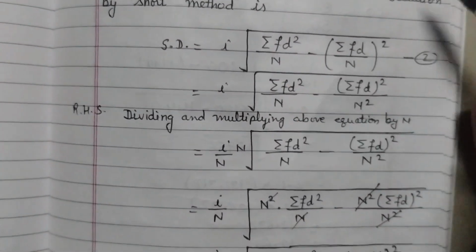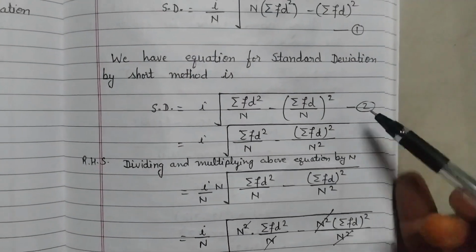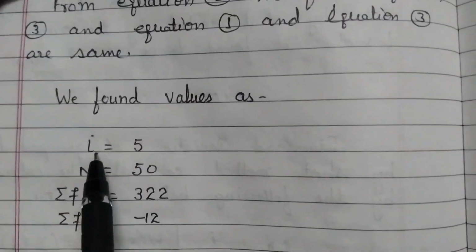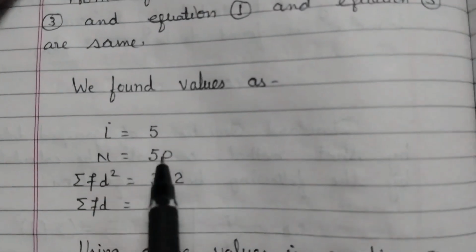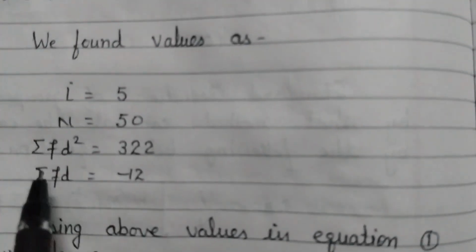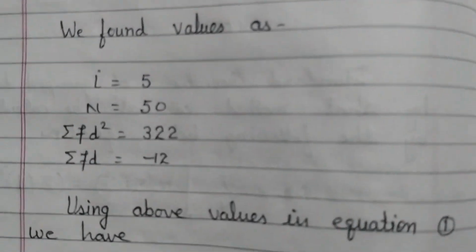I have proved that equation 1 is equivalent to equation 2. Now we have the values: I is equal to 5 again, n is equal to 50, summation fd square is equal to 322, and summation fd is equal to minus 12, which I have already calculated.